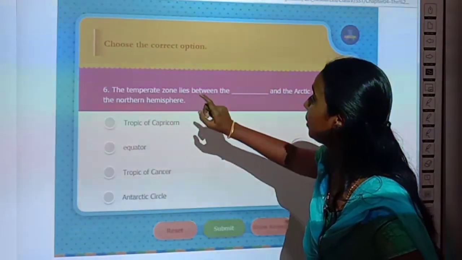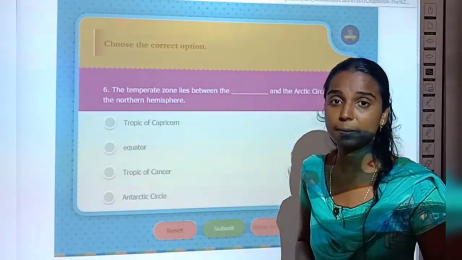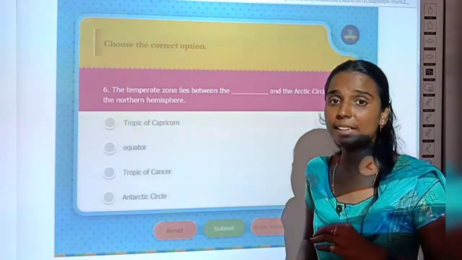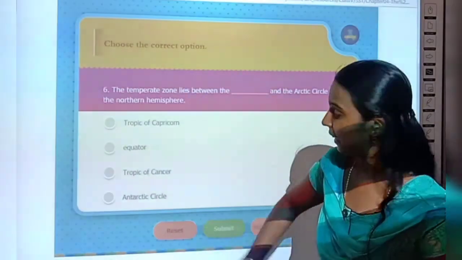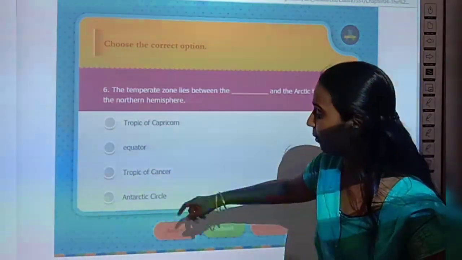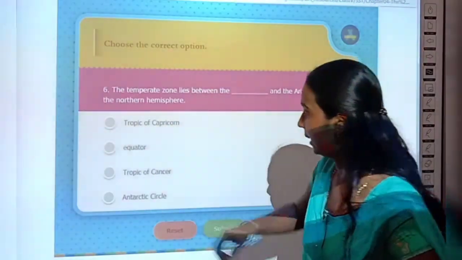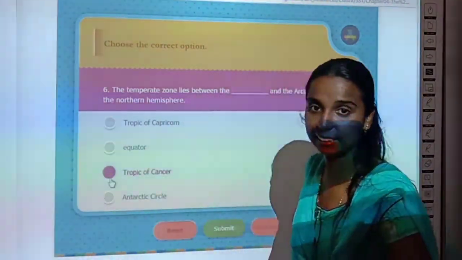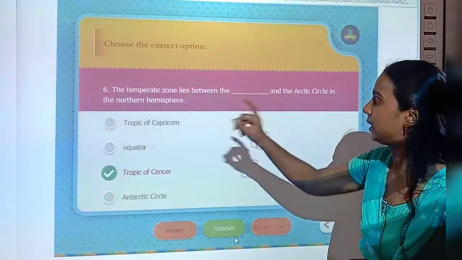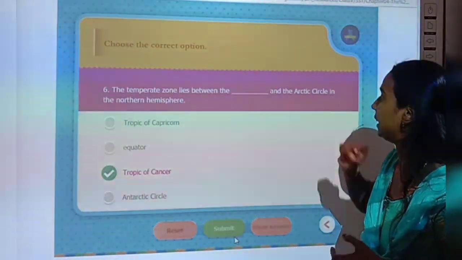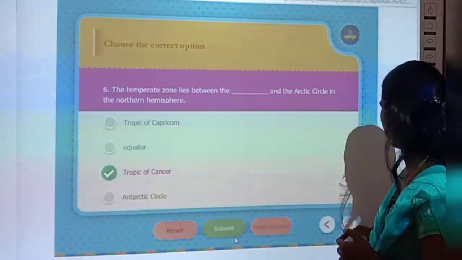The temperate zone lies between the dash and the Arctic Circle in the northern hemisphere. So, in the northern hemisphere, the temperate zone is between dash and the Arctic Circle. Which one? Tropic of Capricorn, Equator, Tropic of Cancer or Antarctic Circle? Which one? Yes, very good. Tropic of Cancer, right? Shall we check? Yes, that is the right answer. So, the temperate zone lies between the Tropic of Cancer and the Arctic Circle in the northern hemisphere.